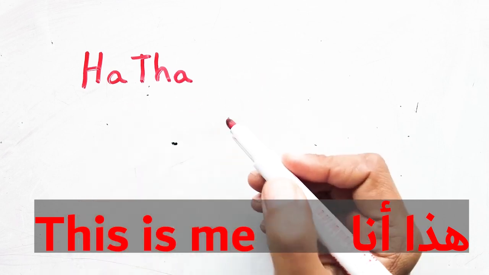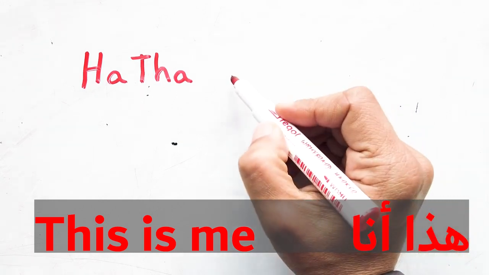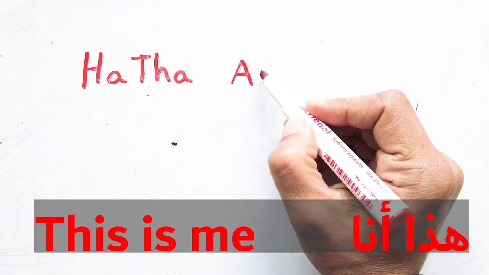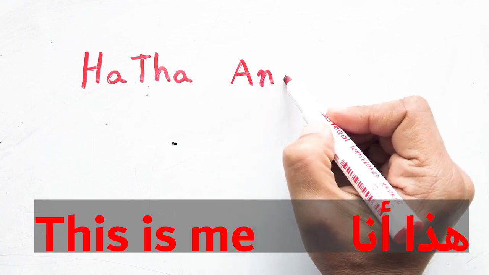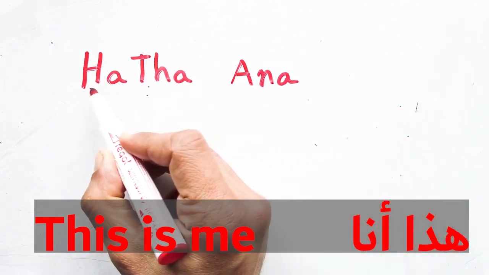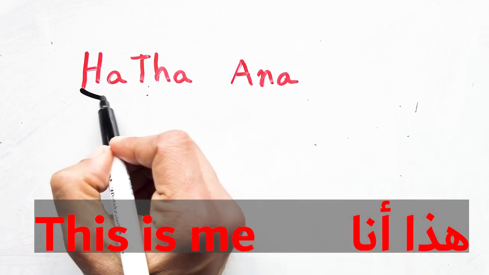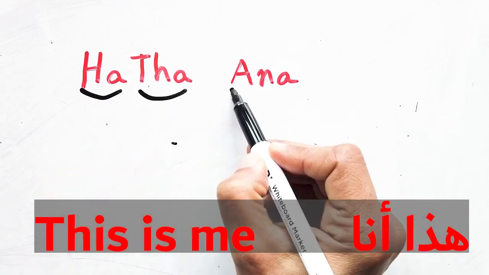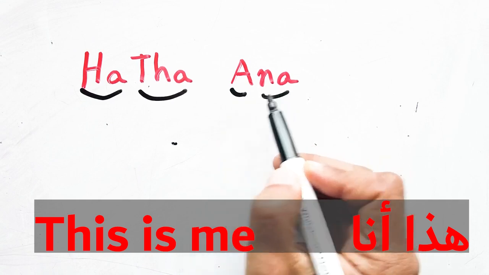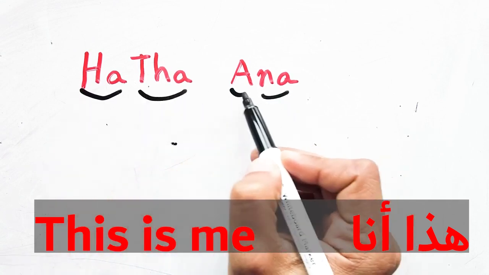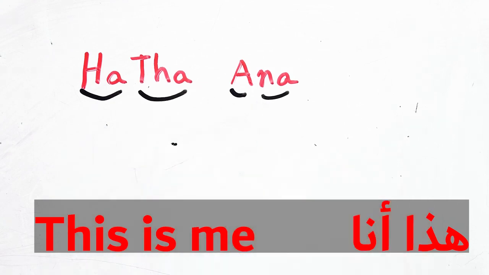Okay. أنا, which is me. Let's write me here. أنا. How is it? It is like this. na. هذا أنا. How many syllables here I have? I have ها, ذا, na. هذا أنا. This is me. It's me.